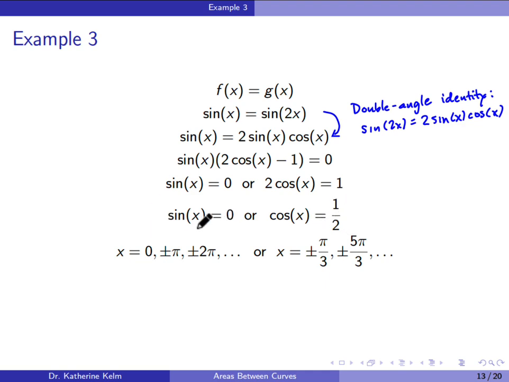Sine of x equals 0 at each multiple of pi. The cosine of x is equal to 1/2 when the reference angle for x is pi/3, and the angle is in quadrant 1 or quadrant 4, because it has to be positive. So we get these x values.